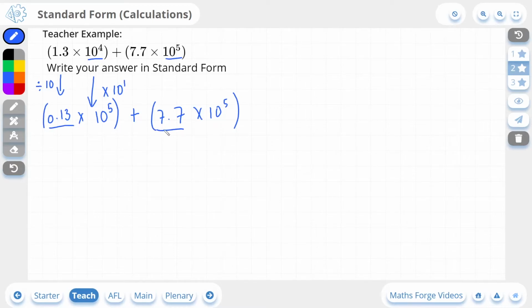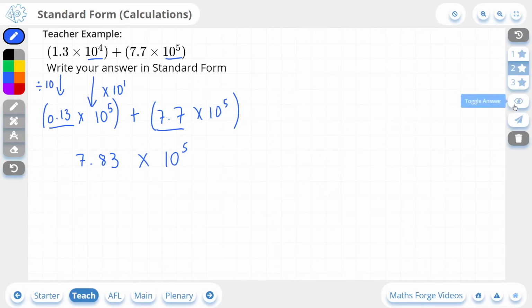So 0.13 plus 7.7 is going to give us 7.83. And this is times 10 to the power of 5. And the reason this works, you have to think of the powers of 10 as objects. So I have 0.13 lots of 10 to the power of 5, and I'm adding it to 7.7 lots of 10 to the power of 5. So we're collecting like terms with our 10 to the power of 5s. So all we have to do is add these two numbers here to the left at the front of the standard form numbers and write a single times 10 to the power of 5.